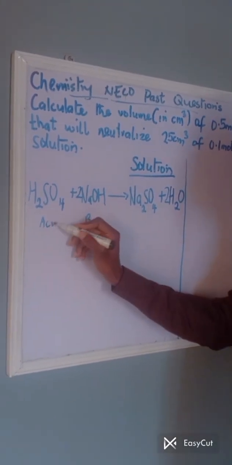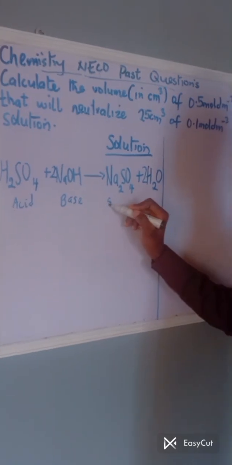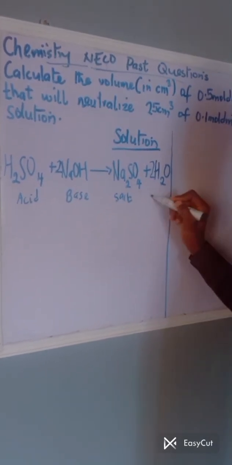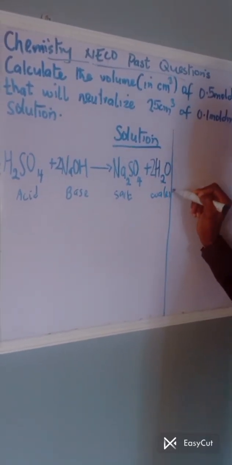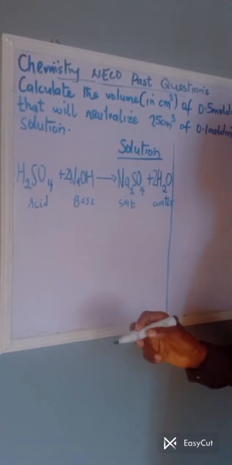So this is our acid. This is our base. This is our salt, and this is water. So first of all, that's the first step: create the equation for neutralization. Now the next step is to bring out our neutralization formula.